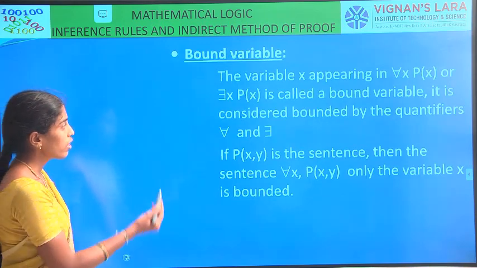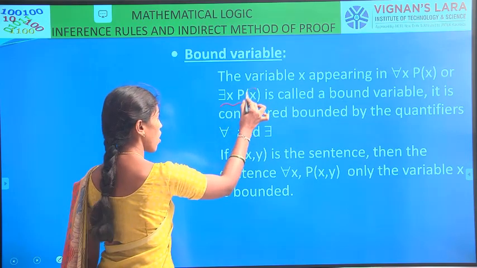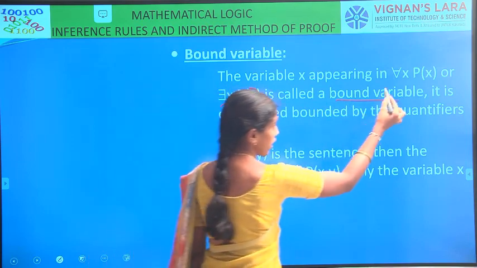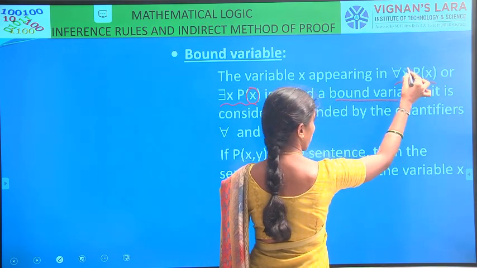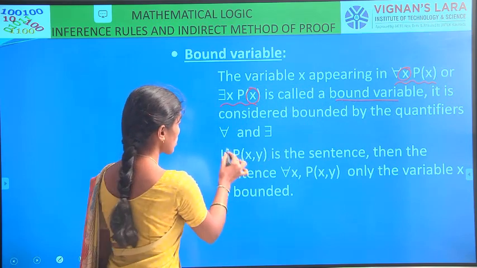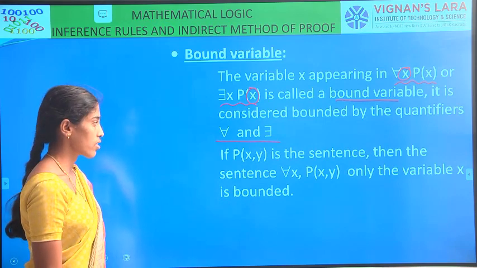Next, see here, there exists x P of x. Here x is called a bound variable. Otherwise, for every x P of x, then also x is called a bound variable, because it is bounded by the quantifiers for every and there exists.